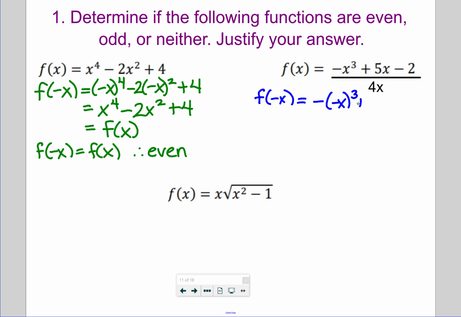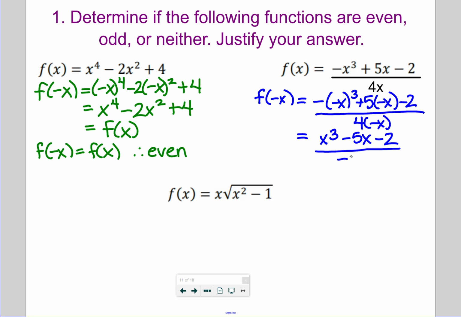-x to the 3rd plus 5 times -x minus 2, all over 4 times -x. -x to the 3rd is negative, and with the negative out front that is positive x to the 3rd. Then I'll have a minus 5x, a minus 2, all over a negative 4x.